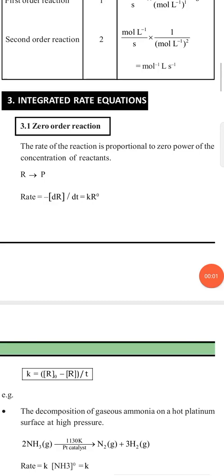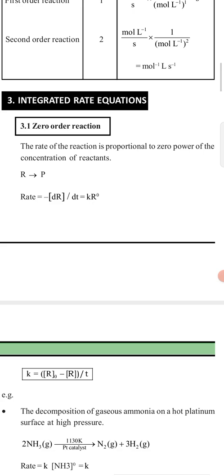Good morning, children. We have already discussed the introduction part of this chapter, that is chemical kinetics. Next, we will discuss the rate law for zero order and first order reactions, and how we can find it out.